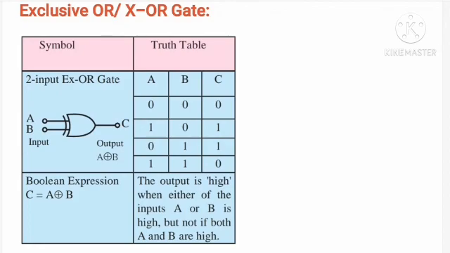Its Boolean expression is C equal to A plus B, but this plus symbol is kept in a circle, so it is different from our logical addition OR gate. So this is your Boolean expression, and its symbol is also different. In this symbol we can see a two-input XOR gate, which seems just like an OR gate, but to denote the exclusive OR gate we have added one curved line just before that symbol. So the output is high when either of the inputs A or B is high, but not if both A and B are high.